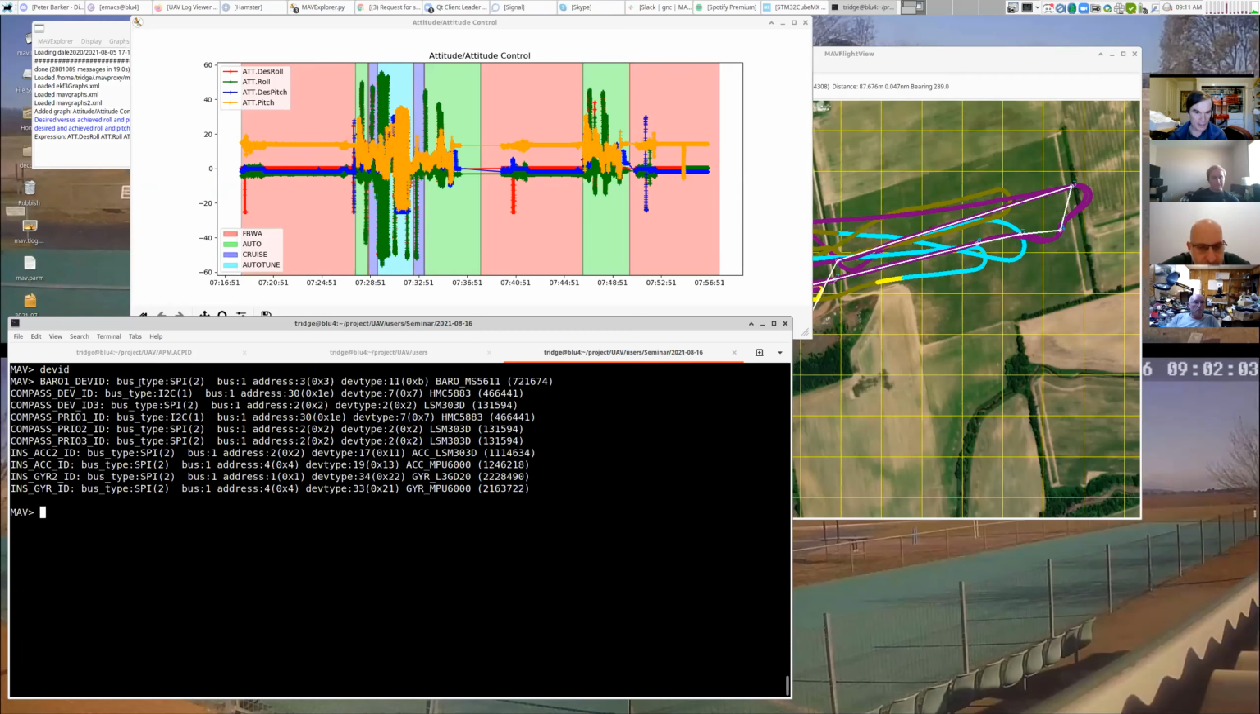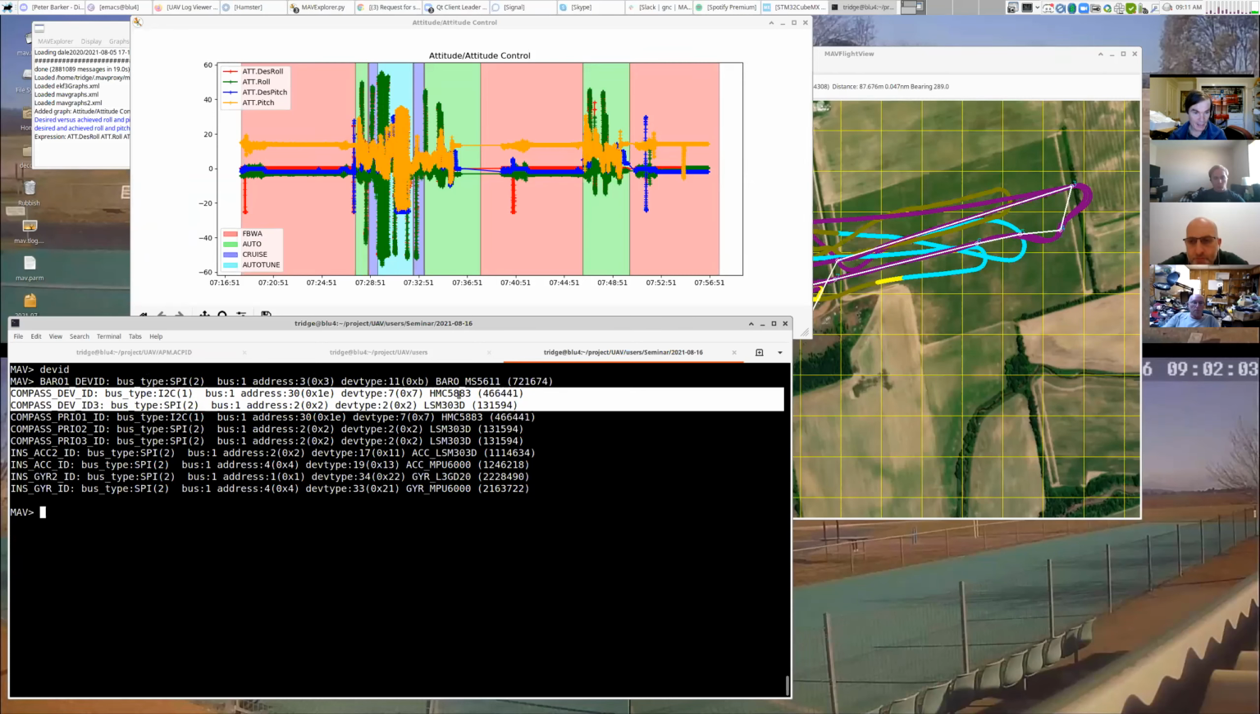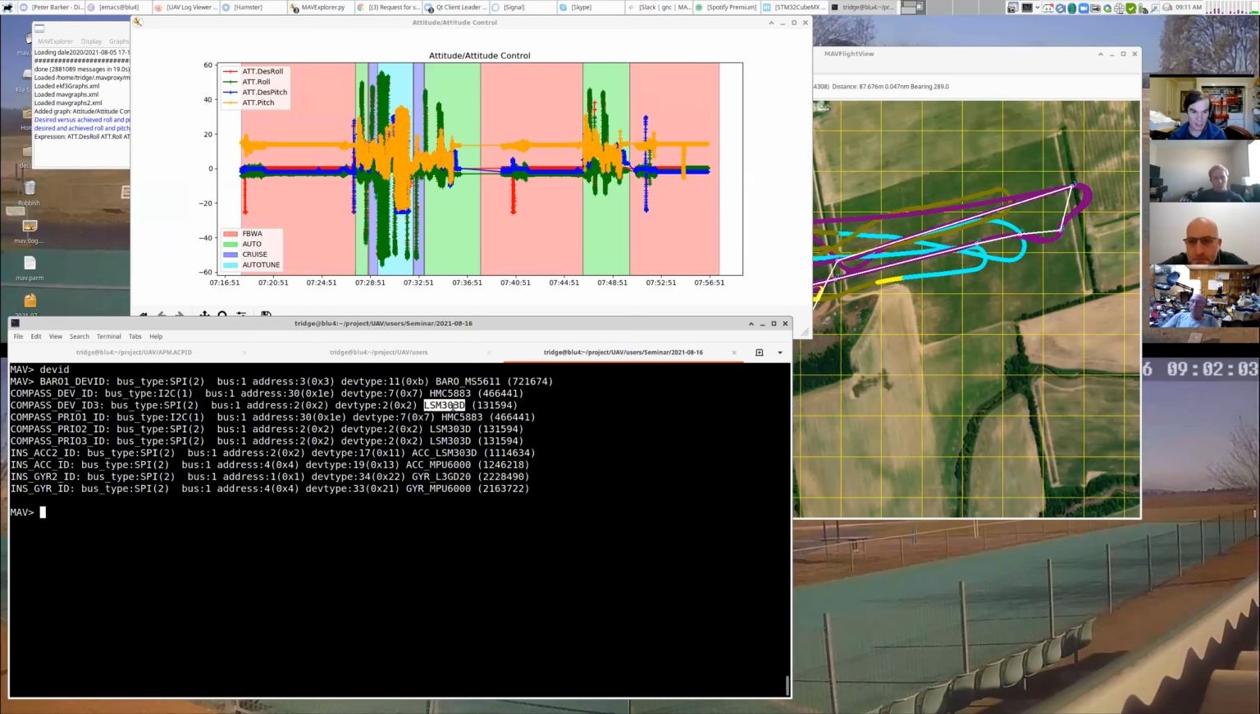We can see he's got a single MS5611. So there's this devid command that shows all of the device IDs that are registered. And so we can see he's got an MS5611. He's got 2 compasses that he's found here, an external HMC on I2C and the LSM303D from the Pixhawk 1, the internal one. And then we can see he's got 2 IMUs, the MPU6000 and the LSM, which is the classic sensors from a Pixhawk 1.